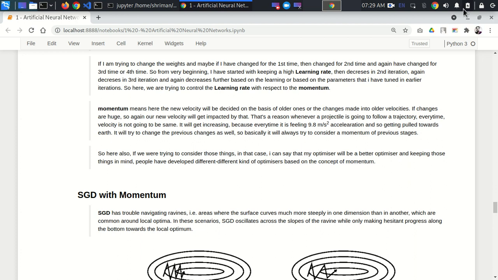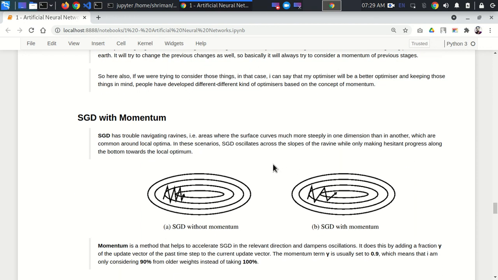So there was SGD, right? The stochastic gradient descent that we are going to use. This SGD was navigating ravines, because in terms of SGD we were going with a single iteration, and for a single iteration we get this kind of zigzag curve for converging to a local minima point, right? This was the thing that was happening in terms of SGD.